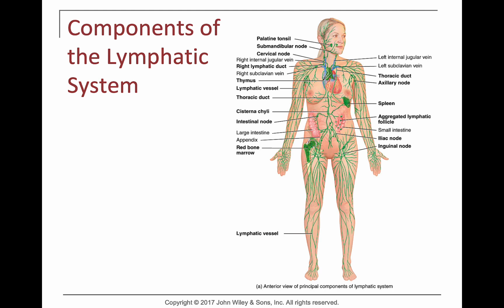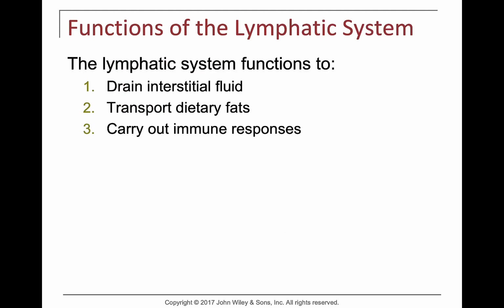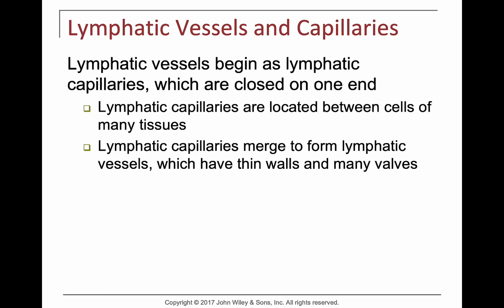You've got lymphatic trunks, which are where multiple lymphatic vessels come together at junctional regions of the body. For instance, at the groin, at the armpit, at the neck. And you also have in those areas lymph nodes, which are just clusters of encapsulated lymphatic tissue that houses lots of immune system type cells. And of course, you also have lymphatic organs sitting around. So as we said before, the main function of the lymphatic system is to drain interstitial fluid, transport dietary fats, and carry out immune responses.